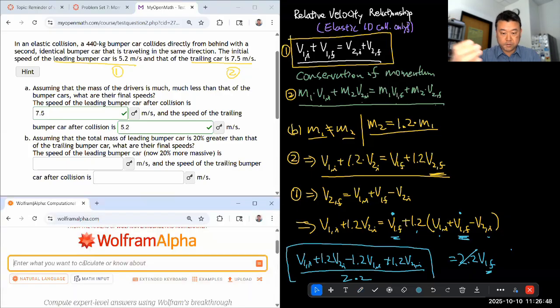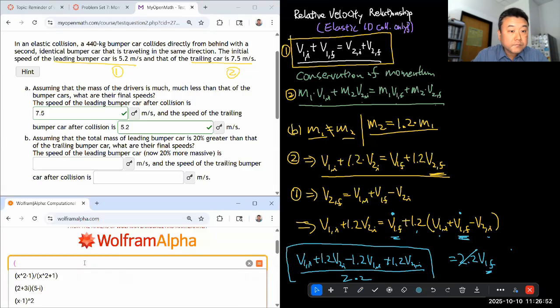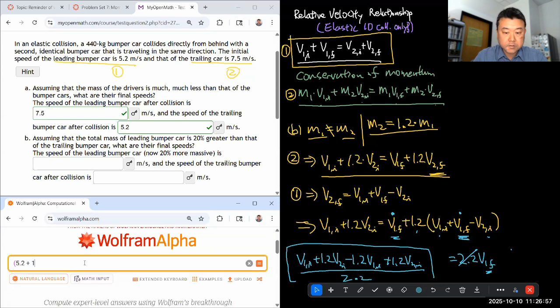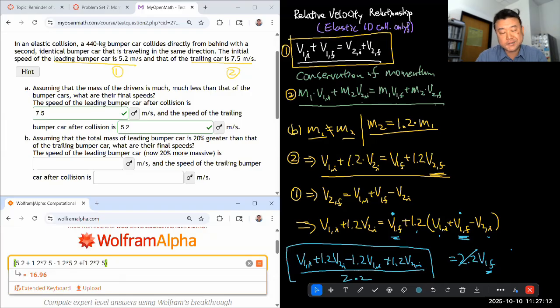I can just put it all into Wolfram Alpha. v1 initial was 5.2, the speed of the leading bumper car, plus 1.2 times v2 initial, that was 7.5, minus 1.2 times the v1 initial, 5.2, plus 1.2 times v2 initial, 7.5. These are the like terms that I could have combined. I just decided not to. Divide by 2.2. So I get 7.71. Interesting.